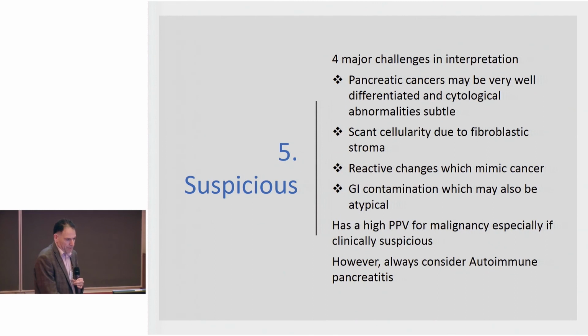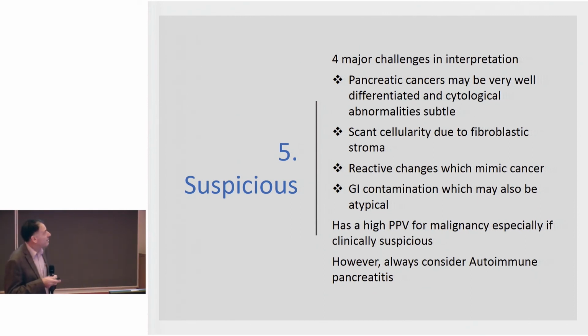And I'm not going to go through all that. Just to mention the suspicious category, there are four major problems about diagnosing pancreatic cancer. Firstly, it may be very well differentiated, and the cytological abnormalities may be very subtle, which makes it difficult to come to a definite diagnosis. That's simply how we're just not quite good enough to put our heads on the block and say this is definitely cancer. So you might have a very good sample, but it's the lesion itself combined with our own biases which make us unable to make a definite diagnosis.